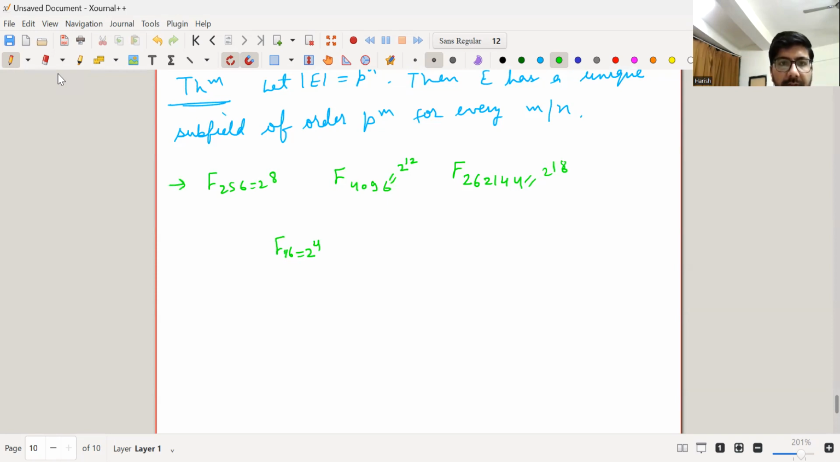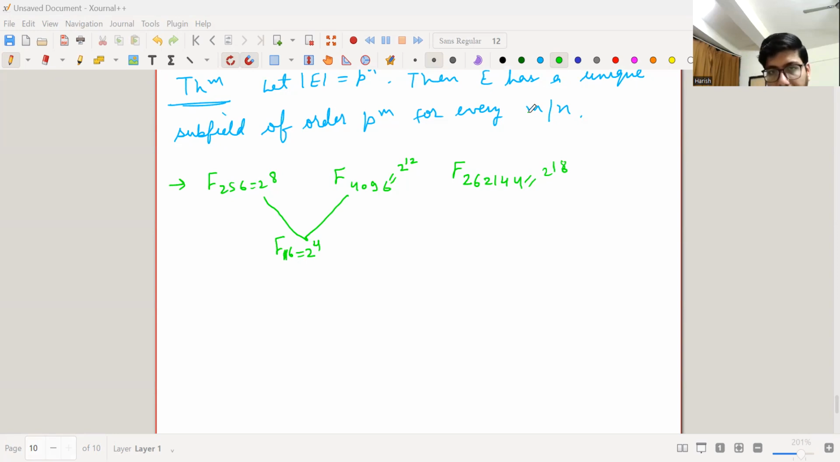Anyone? So can it be a subfield of 2 raised to 12? 4 is dividing 12, right? So it will be a subfield of this. And 4 is also dividing 8, so this will also be a subfield of this. What about 2 raised to 18? Factors of 18. Okay. So this won't be a subfield of this.